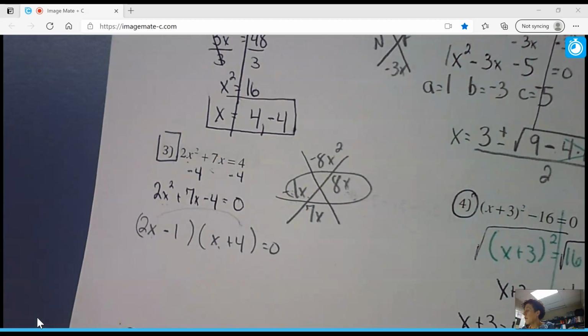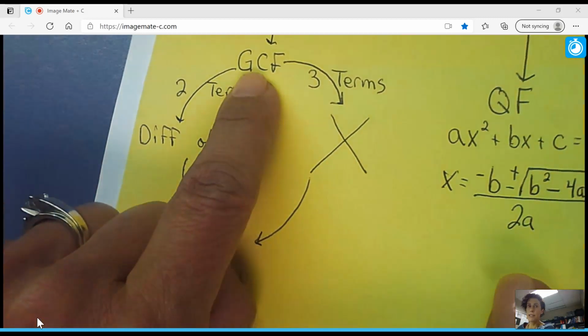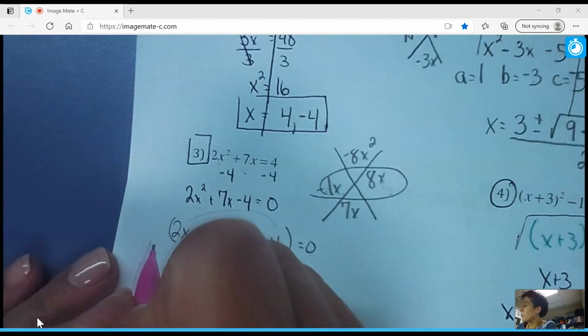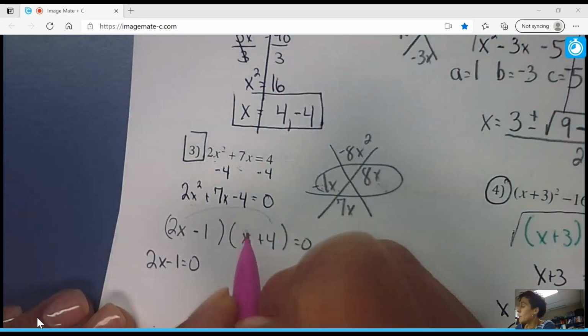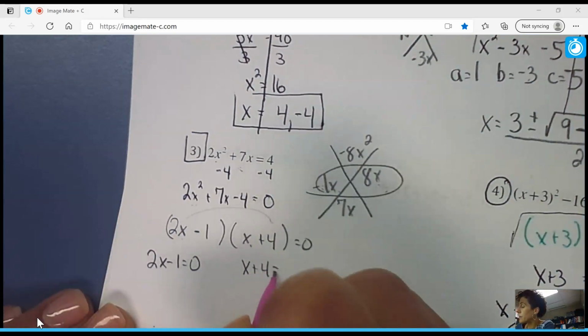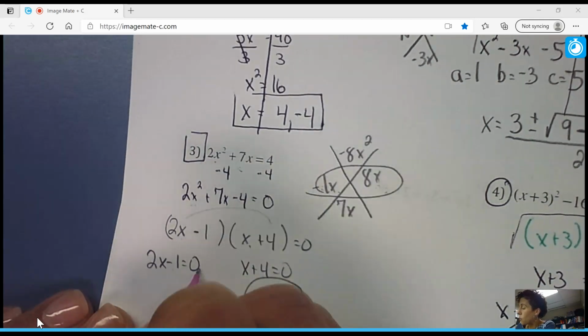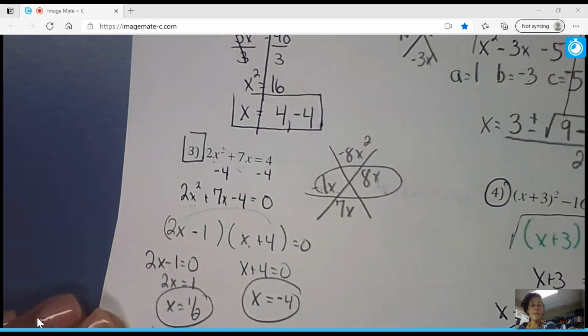And now that we have factored, sorry, I did not check to see if there was a GCF. There wasn't. I just went to my 3 terms. I'll do that zero product property. So what makes this factor equal 0? And what makes this factor equal 0? And so this is our simpler one. It's negative 4. And in this one, I'd add 1 over, and then I would divide by 2. So my second answer is 1/2.